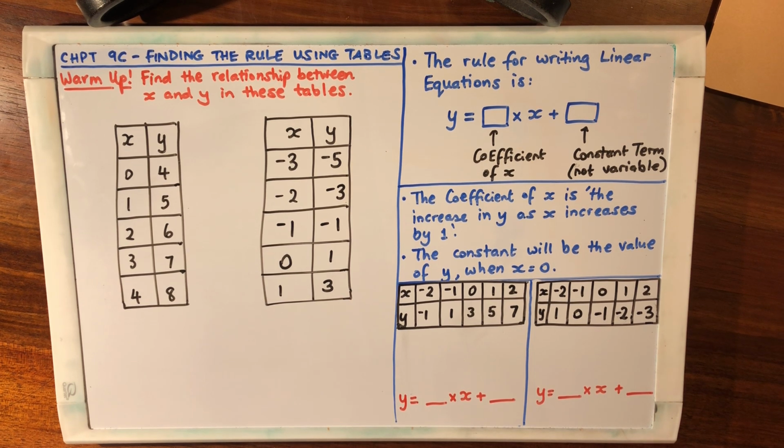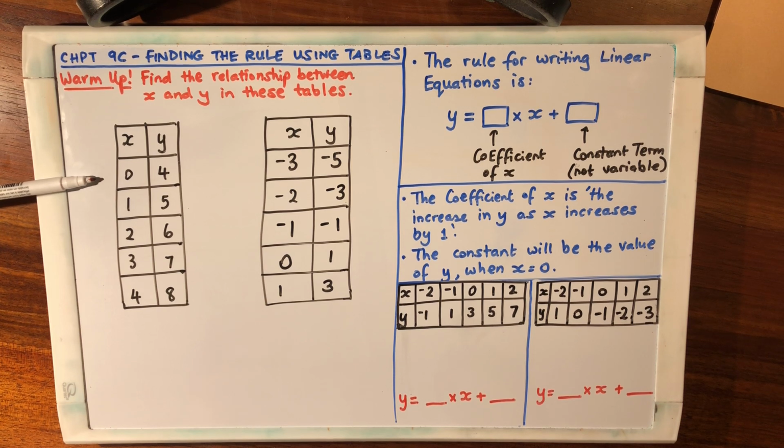Okay, guys, let's look at what those answers might look like. Find the relationship between X and Y in these tables. Let's look at these pairs of coordinates. First we have X equals 0. If X equals 0, the value for Y is given to us. The value of Y when X equals 0 is 4. So how did we get from 0 to 4? We could simply add 4 in this case, right?